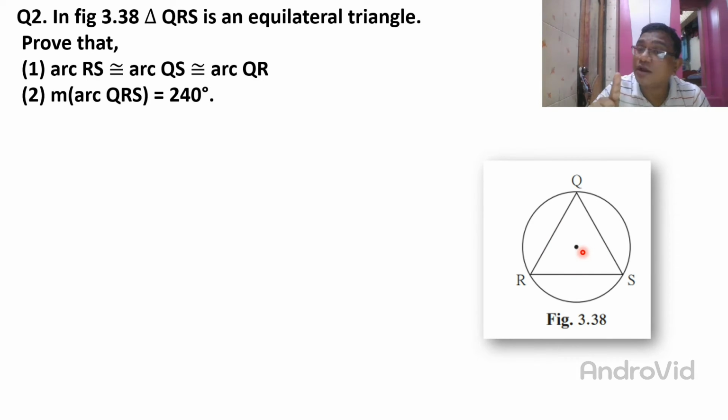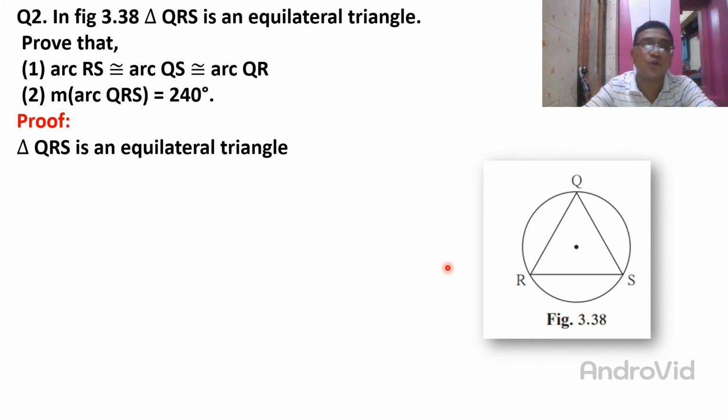Why are they congruent? Because it is an equilateral triangle. Equilateral triangle means all the sides of the triangle are congruent. So this QR chord is congruent with RS chord, and this is congruent with QS chord. These three chords are congruent. There is a theorem that if the chords are congruent, corresponding arcs are congruent. With the help of that we will solve this problem.